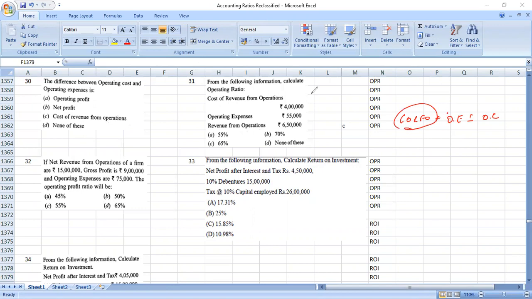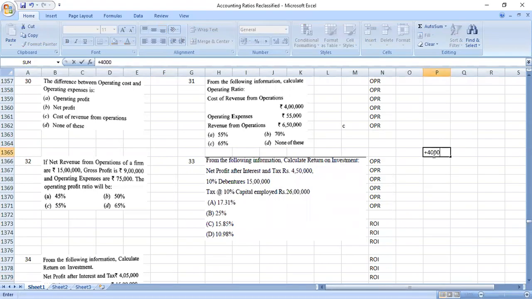Understood, children? In the following information, calculate the operating ratio: cost of revenue from operation 4 lakh, operating expenses 55,000, and revenue from operation 6 lakh 50,000. Very straightforward question. Both of them added and divided by revenue from operation will give you the operating ratio, which is 70%.